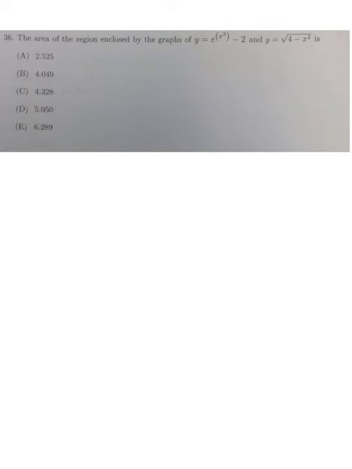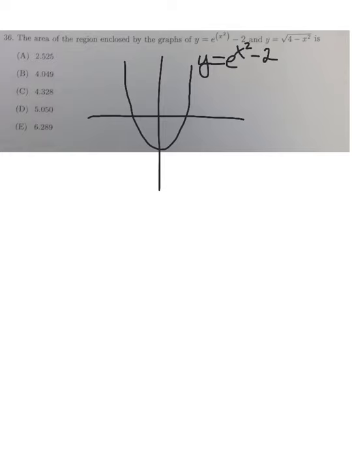Okay, so they want the area of the region enclosed by those two graphs. So just take your calculator, and you're going to plug them into your y1 and your y2. You're going to get a picture like this, and this one is your y equals e to the x squared minus 2. And that should be a big 2, right? And then your square root is going to look something like this. And that'll be your y equals the square root of 4 minus x squared.